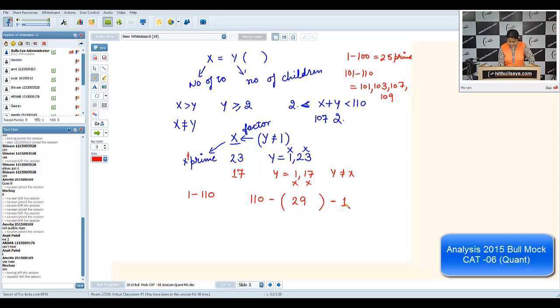See, what is my question? X can assume how many values? We will subtract all the primes. We will subtract 1 corresponding to 1.